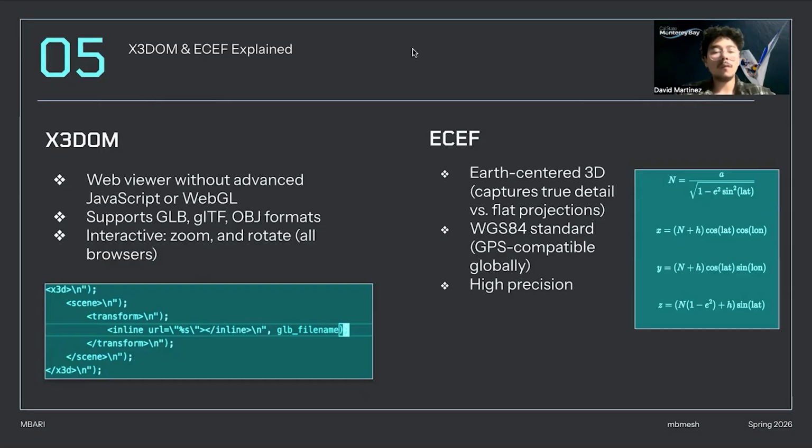ECEF avoids that by keeping coordinates in one consistent meter-based frame using the standardized ECEF format, which is the formula that you see on the right side, which is the WGS84. This makes it possible for distance, slope, and volume measurements to be more reliable across regions and across tools without any distortions.